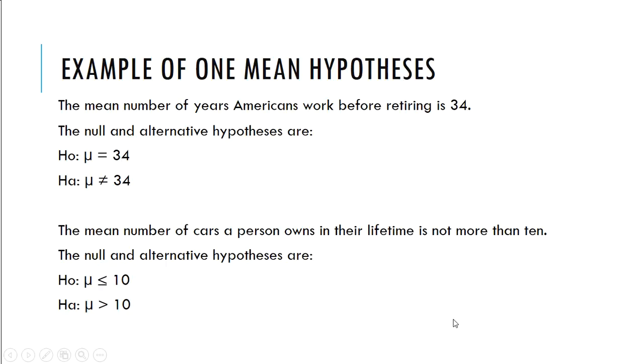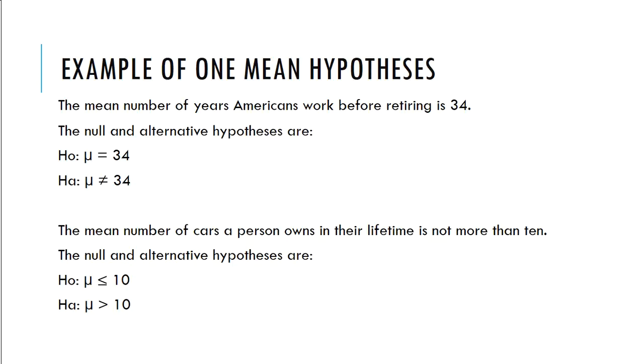So let's do some examples. The mean number of years Americans work before retiring is 34. The null and the alternative hypotheses are: the null is the mean equals 34, and the alternative is the mean doesn't equal 34. Where did I get that from? Well, the question says the mean number of years Americans work before retiring is 34. So it's saying the mean is 34. I can't put that in my alternative, so I have to put it in my null. Then I put the mathematical opposite in my alternative: the mean doesn't equal 34.